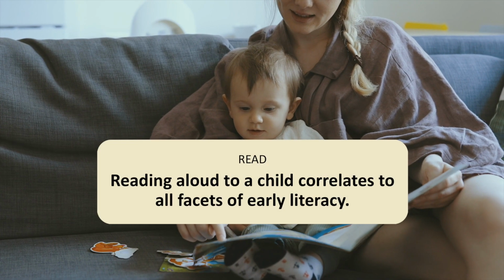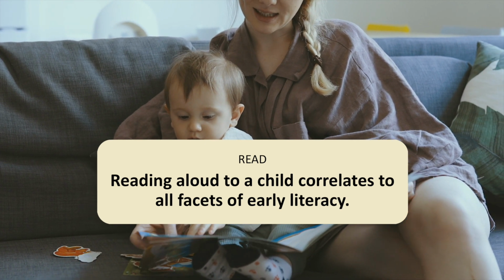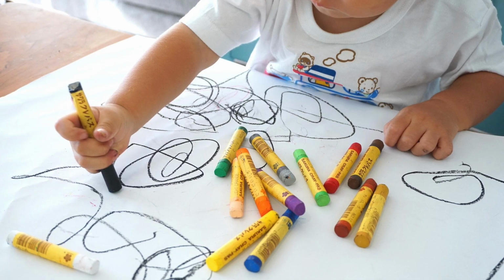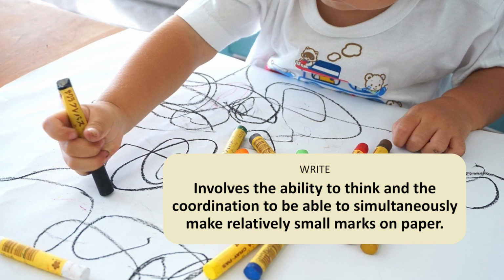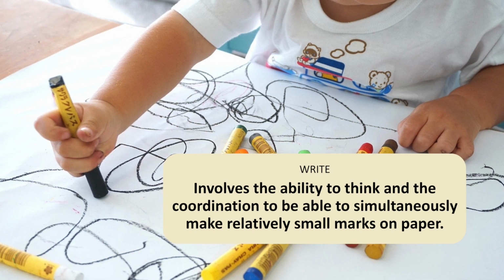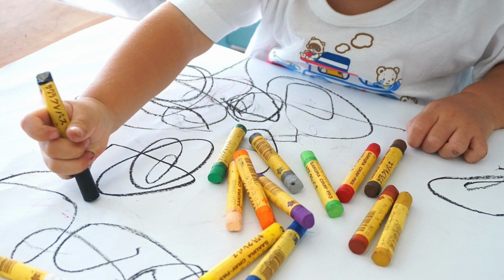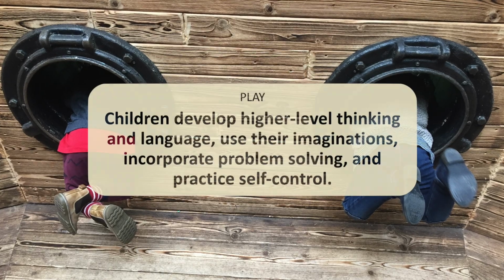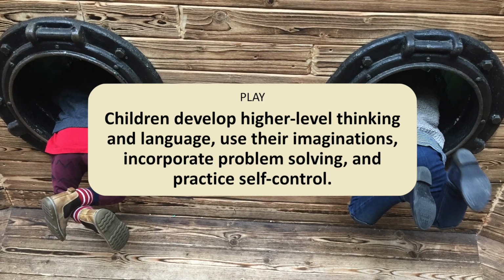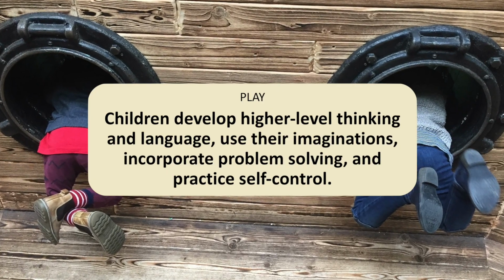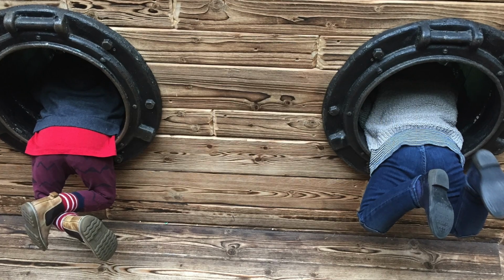Read. Reading aloud to a child correlates to all facets of early literacy. Write involves the ability to think and the coordination to be able to simultaneously make relatively small marks on paper. Play. Children develop higher learning thinking and language, use their imaginations, incorporate problem solving, and practice self-control.